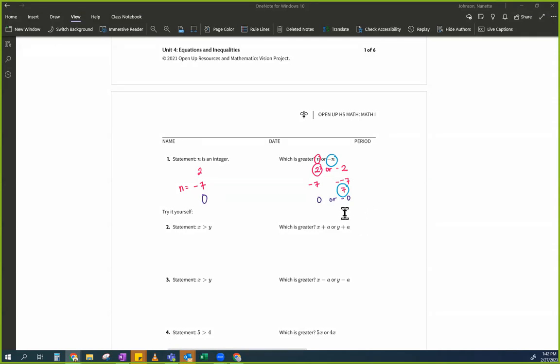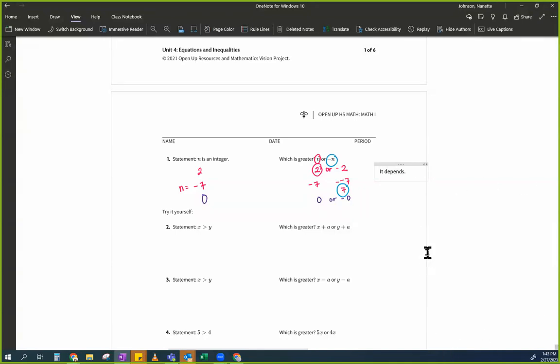Exactly. Weird. Right. So in this case, your answer here, which one is greater, is: it depends. Right? It depends. It depends and it depends. Graphically, I can show you this.